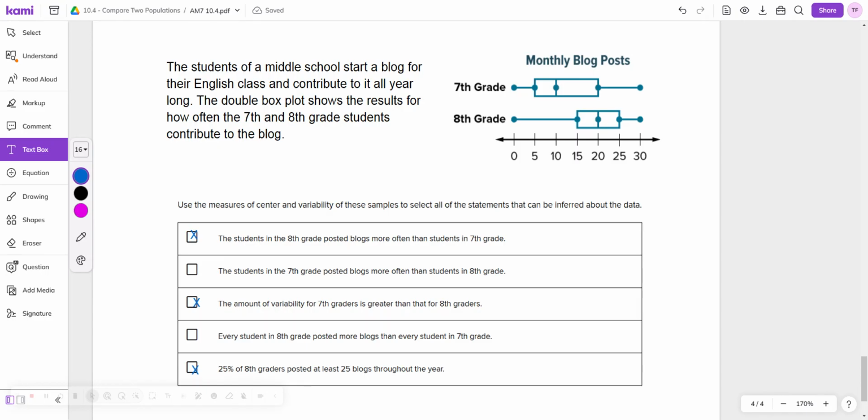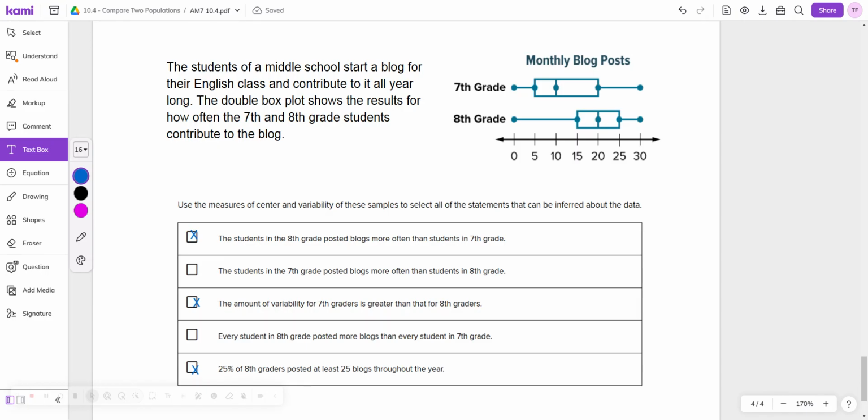The amount of variability for 7th graders is greater than for the 8th graders. So I want to look at the range or the IQR. Well, even if I look at the range, I notice that the range is the same. So I'm going to definitely look at that IQR. And I see that that IQR is bigger for the 7th grade than it is for the 8th grade, which means that there is more variability. Okay, they're not as clustered to the median.